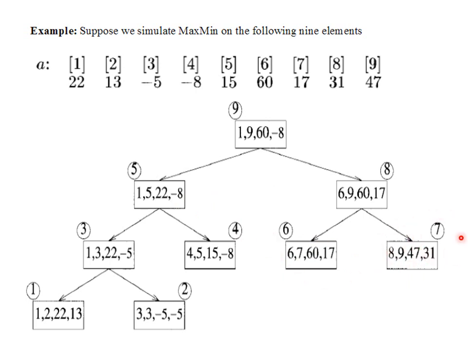Now compare these two, because this is the result of maximum minimum, this is the result of maximum minimum, and these are under this call. Then compare 60 and 47, so 60 is the maximum, compare 17 and 31, 17 is the minimum. Now this part is available, 6 to 9 is also solved. These are the maximum and minimum for the first recursive call, and it is solved finally because the answer is available: the maximum is 60 and the minimum is minus 8. So this is the answer. This is the way how it works.